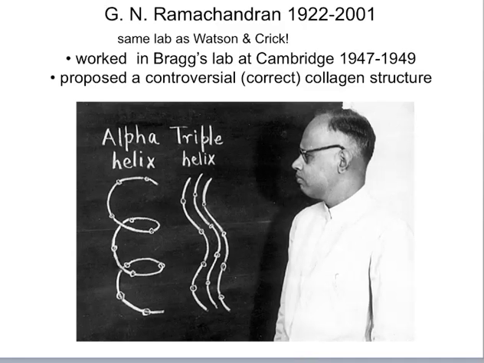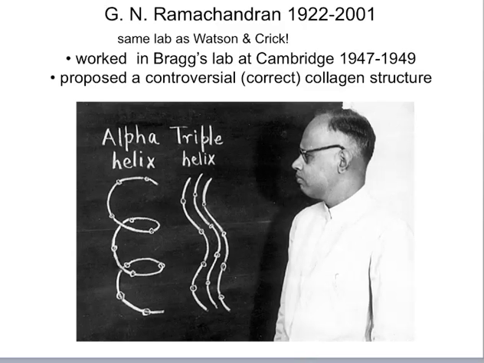This is a photograph of him by the chalkboard with a couple of structures of proteins. And so here's a proposed structure of an alpha helix. It's worth pointing out that he proposed a controversial and was later proved to be correct structure for the collagen triple helix. So in that case, we have a triple helix of protein that wound around each other, and we'll see another model of that later on. What we like to think of Ramachandran for, though, is actually defining what the available phi-psi space of proteins is.